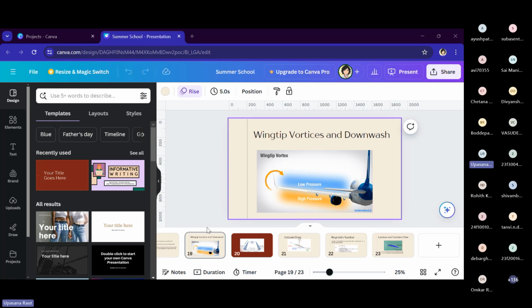Mohit, that was basically how lift is generated, right? There is a higher pressure below the airfoil, and above the airfoil there is a lower pressure. Think of it like a straw. If you suck on it, there would be a low pressure region inside the straw, and the fluid will come towards the straw, right? Fluid would be pushed into the straw. That's how lift is generated, and this is also how wingtip vortices are created.